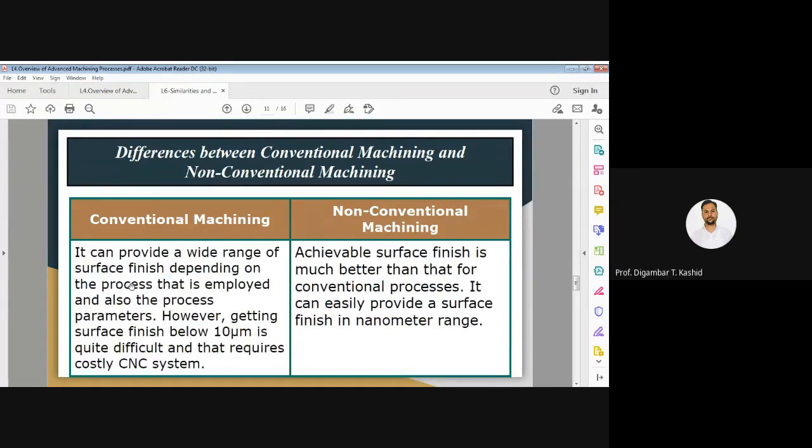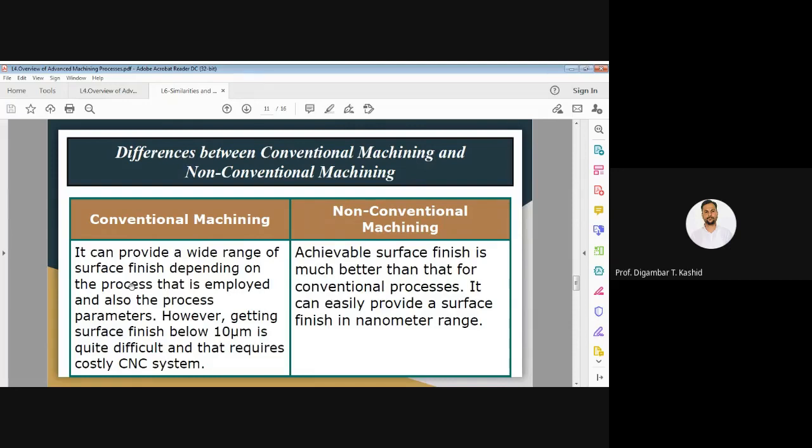In the case of conventional machining, it can produce a wide range of surface finish, depending on the process that is employed and also the process parameters. So depending on that too, it can produce a wide range of surface finish.